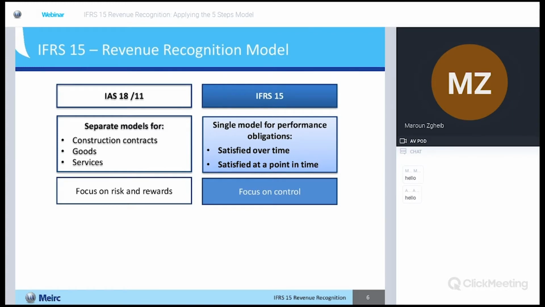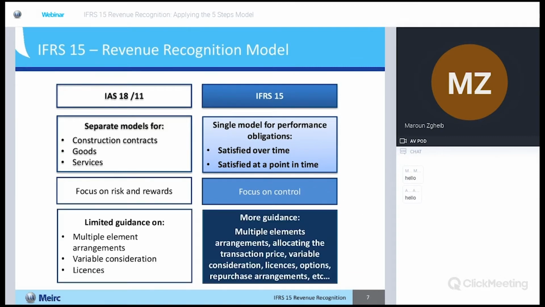When we say control, control is the ability to direct the use and obtain substantially all the benefits of an asset or a service. So once the benefit is transferred from the seller to the buyer, once the ability to direct the use is transferred, once the buyer has the ability to use the asset to produce goods or services, to enhance the value of other assets, to exchange or sell the asset, or to use it as a collateral or pledge, we can consider that control transferred from the hands of the seller to the hands of the buyer, and the seller can recognize revenue.